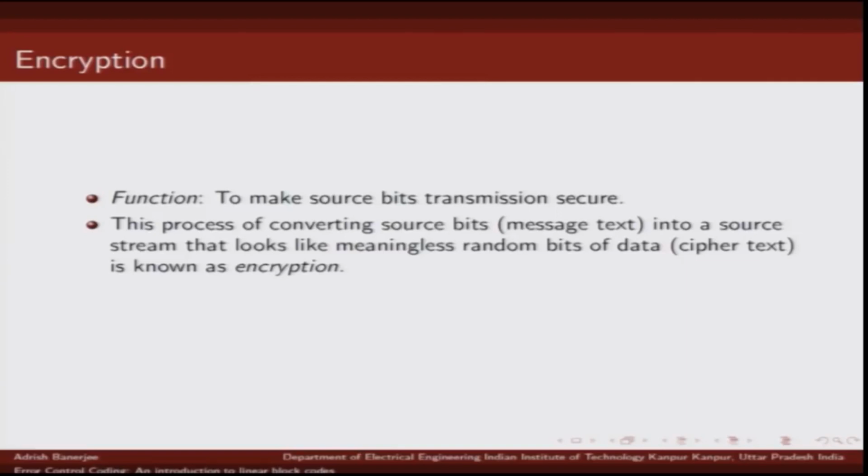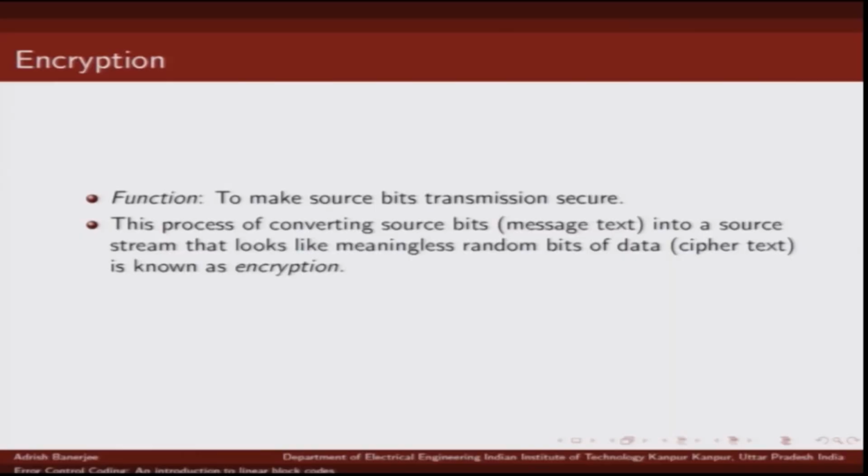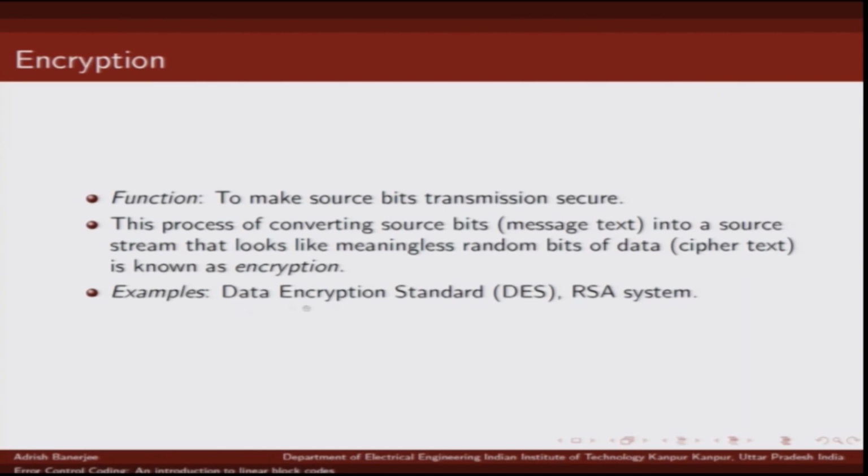So, in this encryption process, we convert our source bits into what we call ciphertext. Encryption takes our source bits and converts them into some random-looking bits, which for somebody who does not have a key would appear as random, meaningless data. So, it converts your message text into ciphertext, and that is basically encryption. Examples of encryption are Data Encryption Standard, Advanced Encryption Standard, and the RSA system.